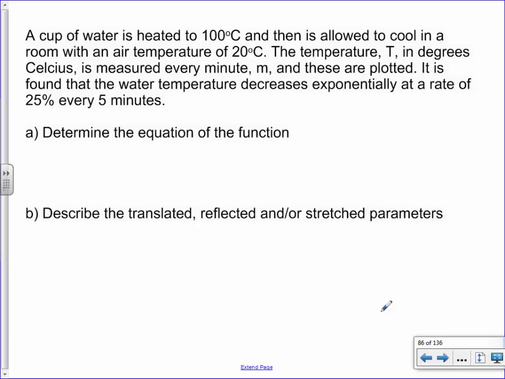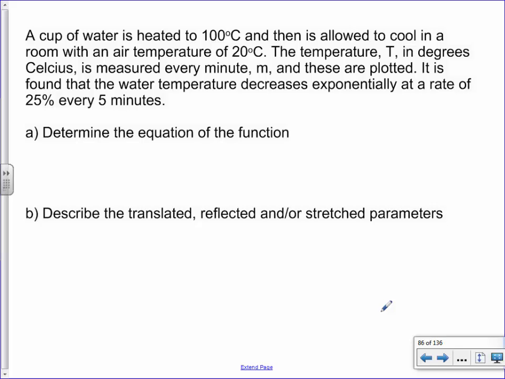You have a cup of water. It's heated to 100 degrees Celsius, and then it cools down to 20 degrees Celsius. The temperature is measured every minute, and they're plotted, and it's found that the water temperature decreases exponentially at a rate of 25% every 5 minutes.